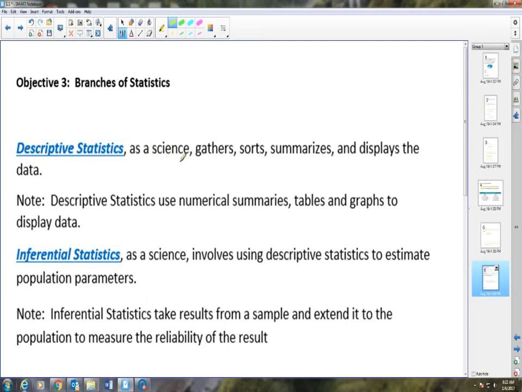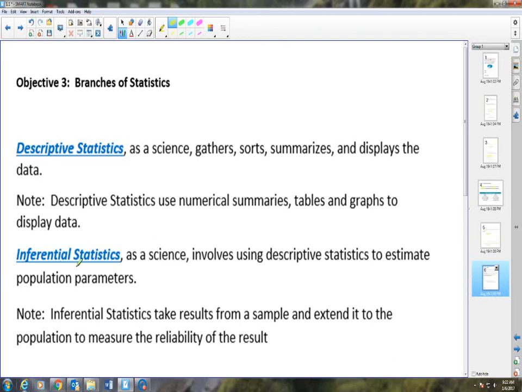Descriptive statistics, as a science, gathers, sorts, summarizes, and displays your data. Most of the time, the different tables or graphs that you see in the textbook, in the newspaper, or online are considered descriptive statistics. Descriptive statistics use numerical summaries, tables, or graphs to display different types of data. Most of the time, in other courses that you take, they talk about descriptive statistics.